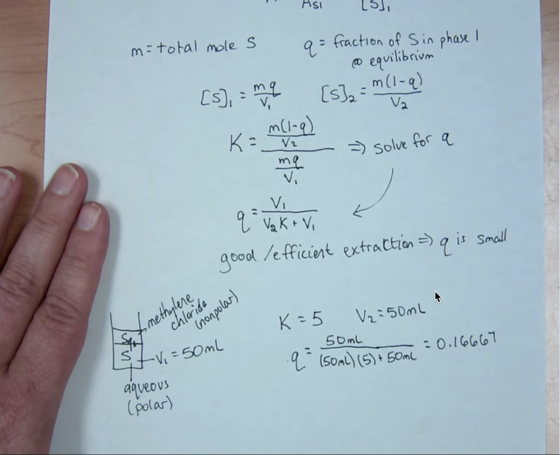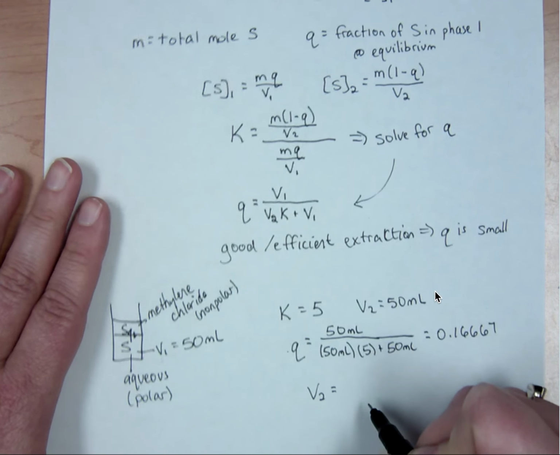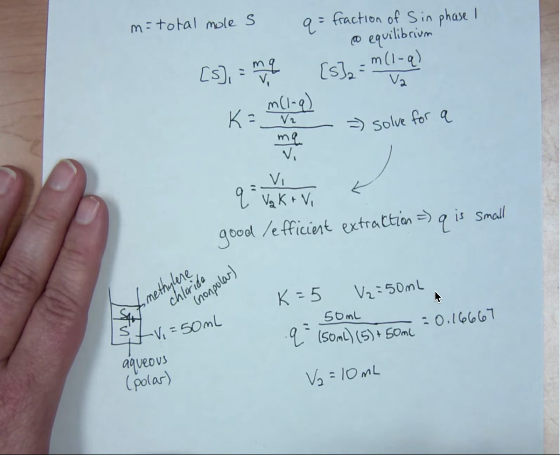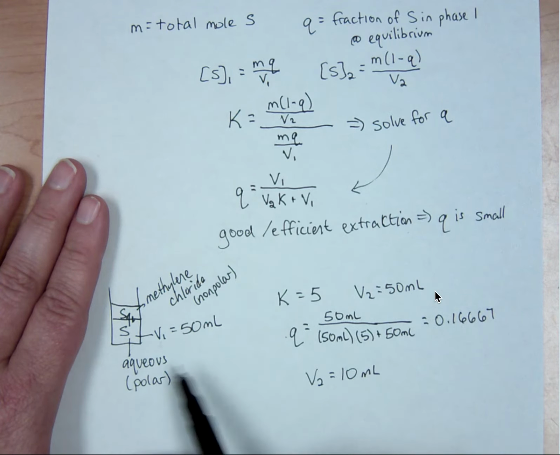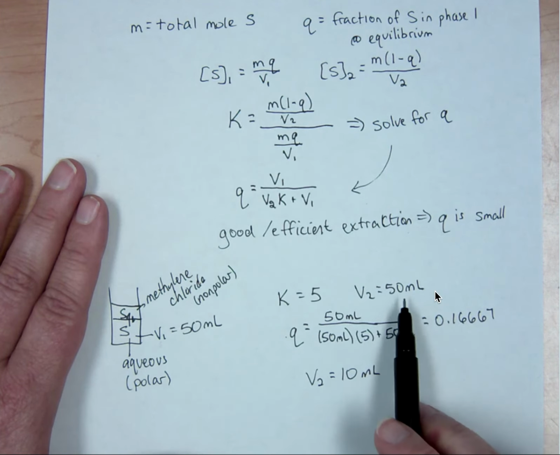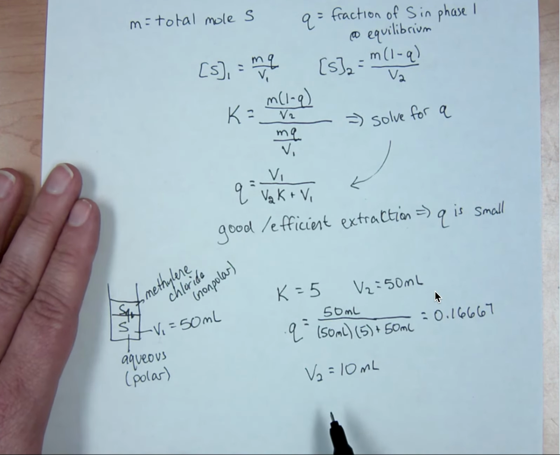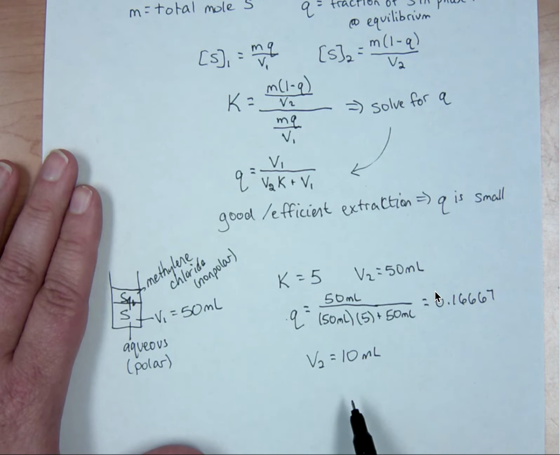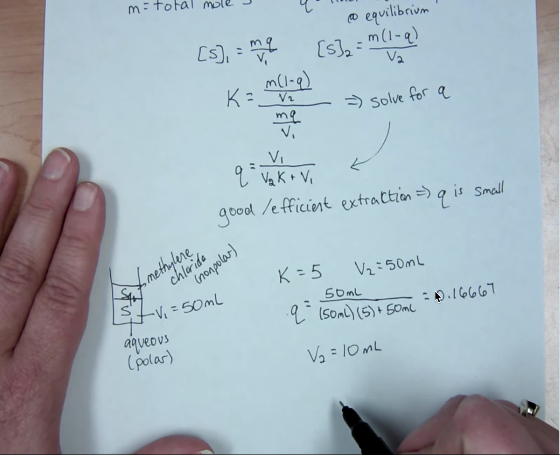Now let's say we only used 10 mL of methylene chloride. So our V2 now is only 10 mL, and our starting volume hasn't changed. We're still using a starting volume of 50, but instead of doing an extraction with a large volume, we're doing it with a smaller volume. How does that change our efficiency? Take a moment and guess whether you think our efficiency is going to go up or down, and then we're going to calculate it out. You can always pause this video and come back to it in a few minutes.